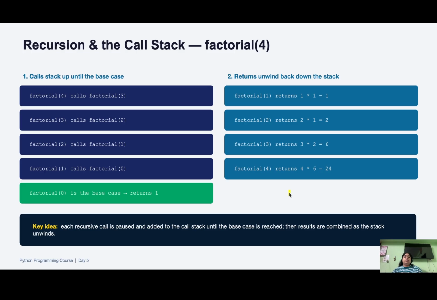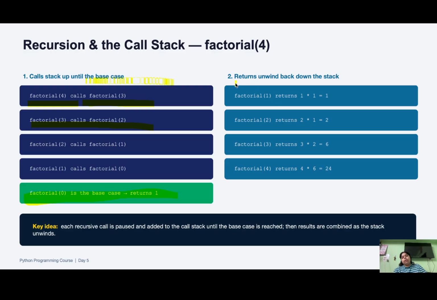Now, recursion and the call stack. The call stack builds up until the base case. If you put factorial of 4, it calls factorial 3. If you put 3, it will call 2, and so on. Factorial 0 is the base case and it will return 1. This you know from the normal concept of coding, which we have done already.